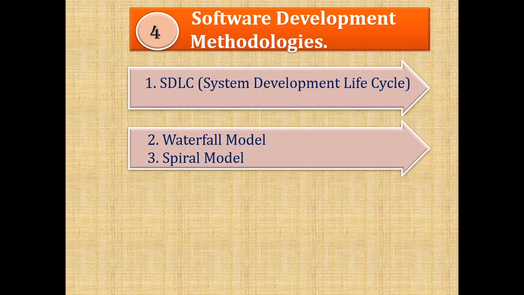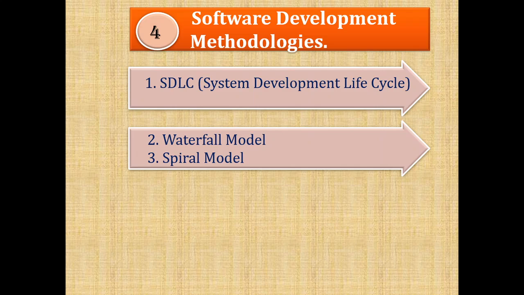Then the next model that we are going to study is spiral model. The spiral model combines the idea of iterative development with the systematic controlled aspects of the waterfall model. Here the word iterative means that certain steps are going to be repeated again and again so that the desired outcome can be found out. That is called as iterative development. The spiral model is a combination of iterative development process model and sequential linear development model, that is the waterfall model, with a very high emphasis on risk analysis.